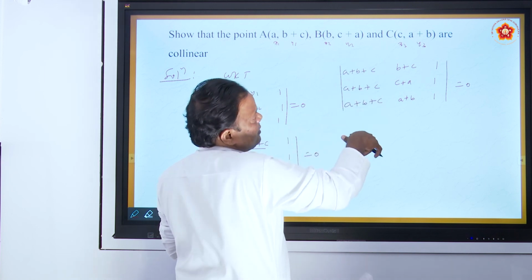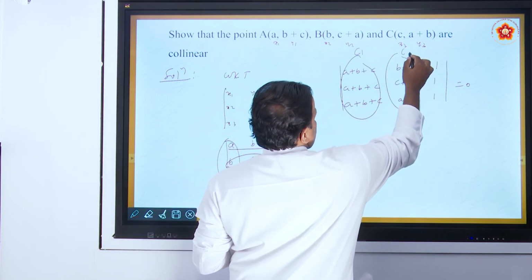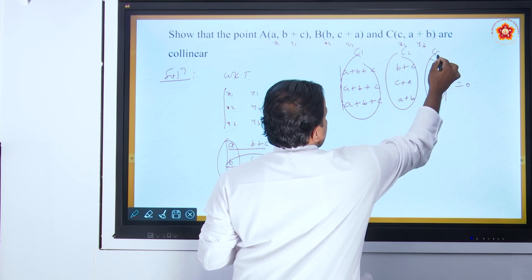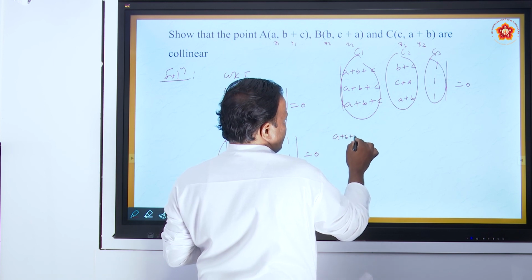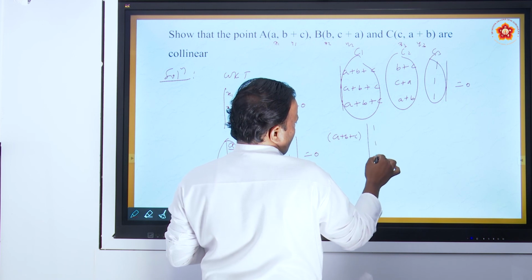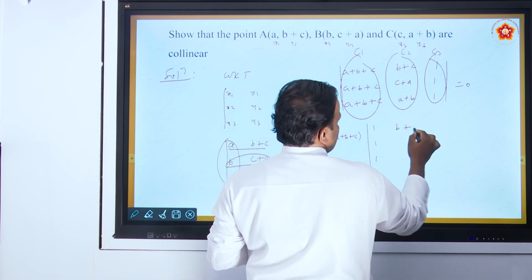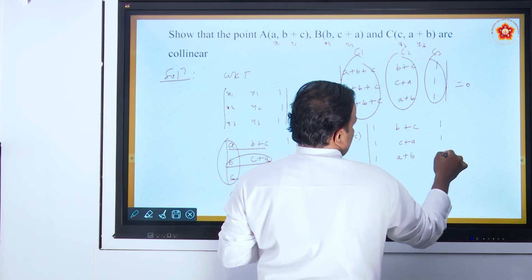You take what is common in the first column. This is the first column C1, the second column C2, this is the third column C3. What is common in the first column? Clearly, A plus B plus C is common in the first column. What is remaining if you take it common? 1, 1, 1 remaining. So this is B plus C, C plus A, A plus B, 1, 1, 1, correct, equal to 0.